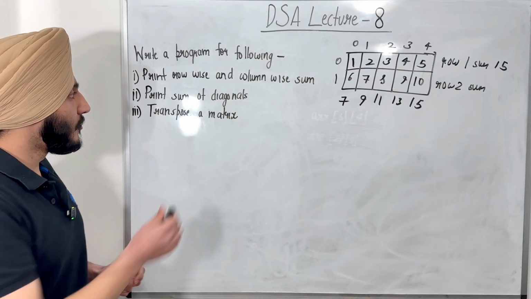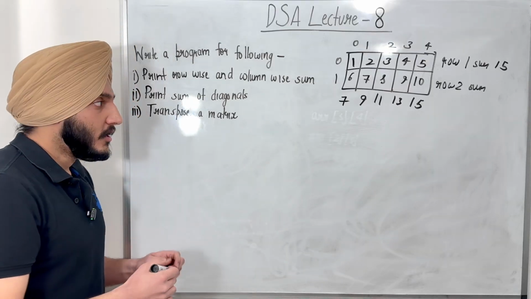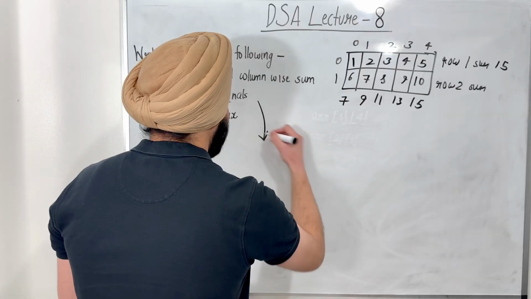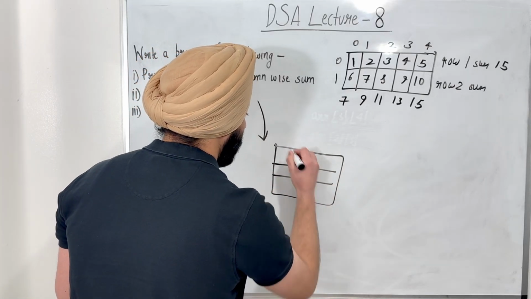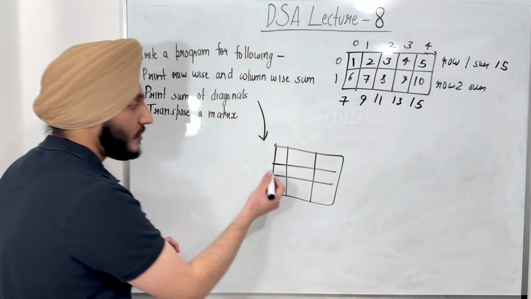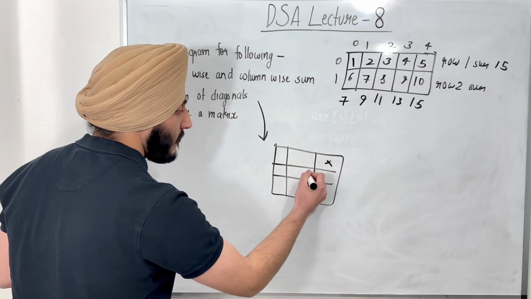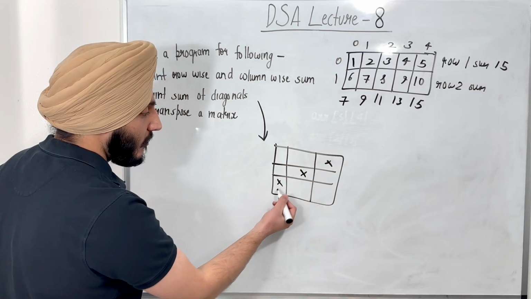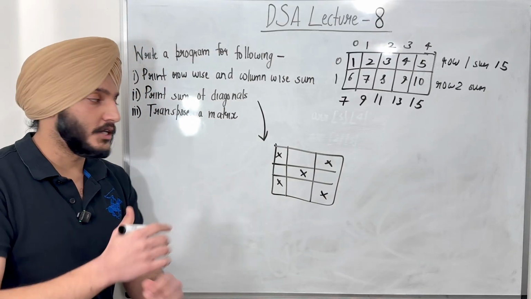Second one is print the sum of the diagonals, right? Let's understand what this question is asking. In the diagonals, I'm basically asking about the diagonal elements. So if you have a 3 by 3 array, diagonal elements would be the element over here in the center, all these positions and these positions, right? Basically like a cross, I should say.